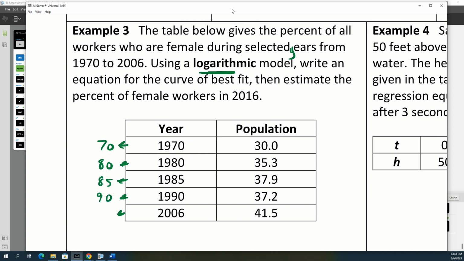And then what do you guys think we'll do for 2006? It's going to be 106. If you're doing 70, 80, 85, then that has to be 2006. Okay, let's put that in.